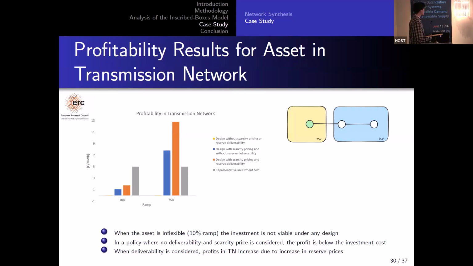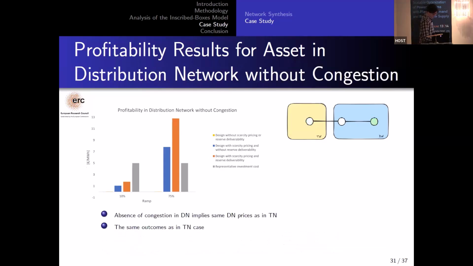Lastly, when deliverability is considered, you can see the profit of the transmission network increase quite a lot due to the increase of the reserve prices. So in the second slide here, we see that we expect that the absence of congestion in the distribution network 1 will result in the same prices as in the transmission network. And also the same outcomes will come as in the case of the transmission network.